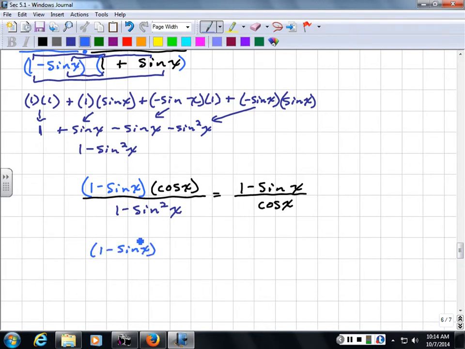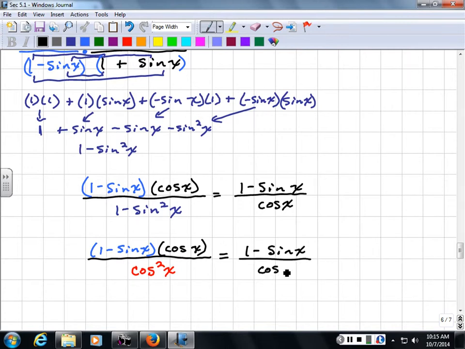x times the cosine of x, and I've just changed the denominator into cosine squared x because of the Pythagorean identity. I've got a single cosine x in the numerator, and I've got a cosine x squared in the denominator, which means that I can use a dividing out. It's still going to simply be equal to 1 minus sine of x over the cosine of x. So, this divides and becomes 1, and this divides and becomes cosine of x.